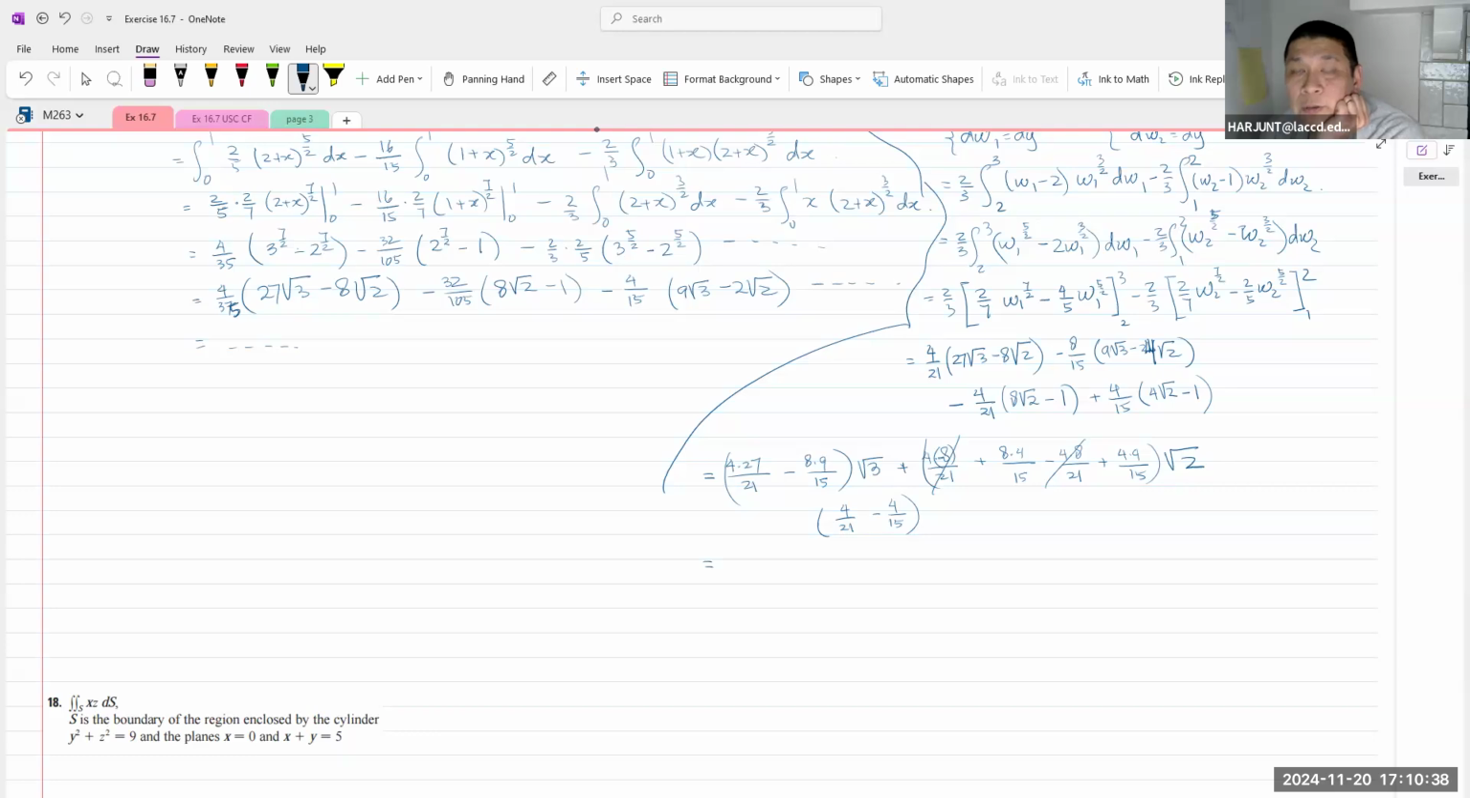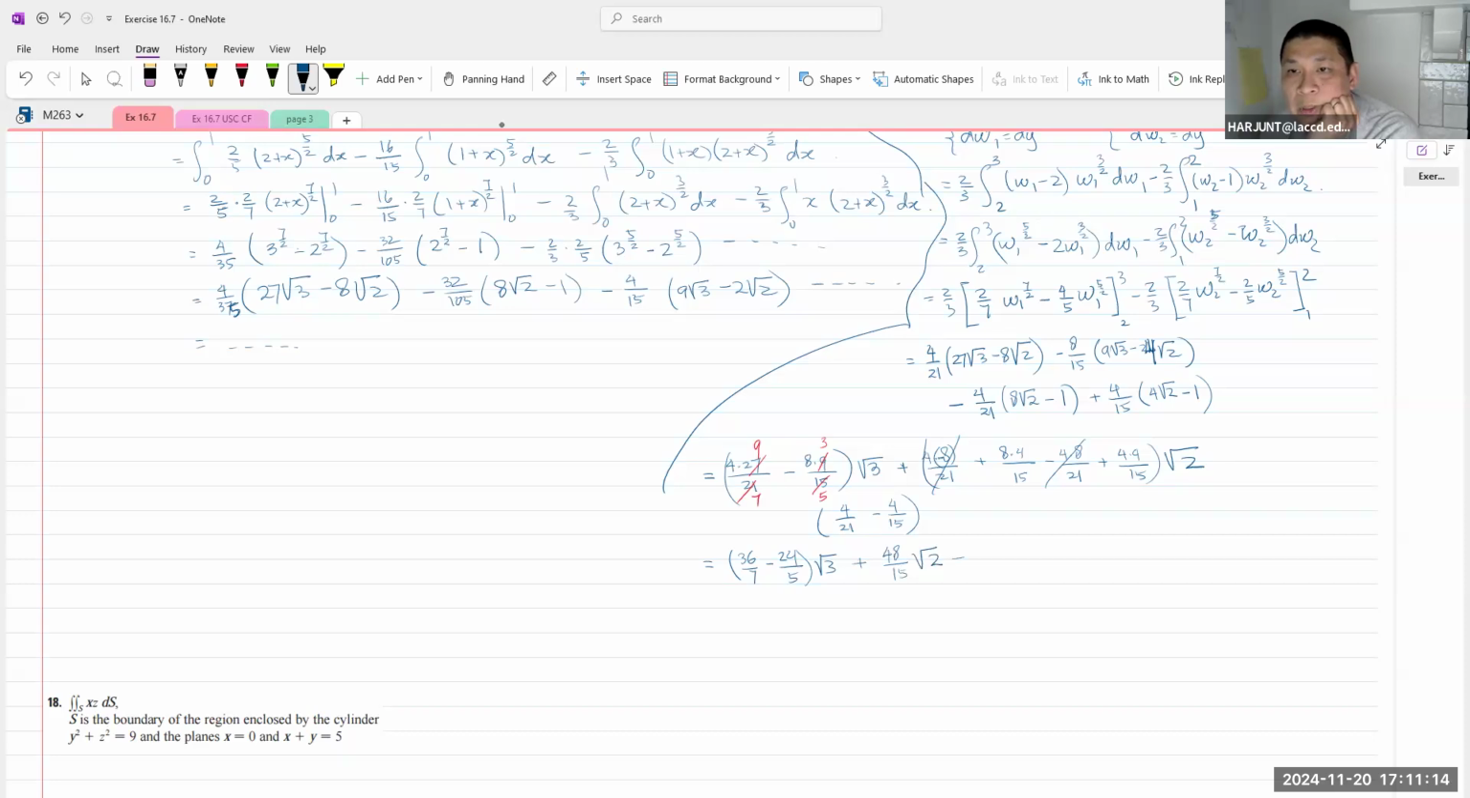Okay. Now I suddenly do a lot of algebra here. So reduce by 3, this is 7. Reduce by 3, this is 9. Reduce by 3, this is 5. Reduce by 3, this is 3. So I get 36 over 7 minus 24 over 5 radical 3, plus 32 plus 16, 48. That's 48 over 15 radical 2.